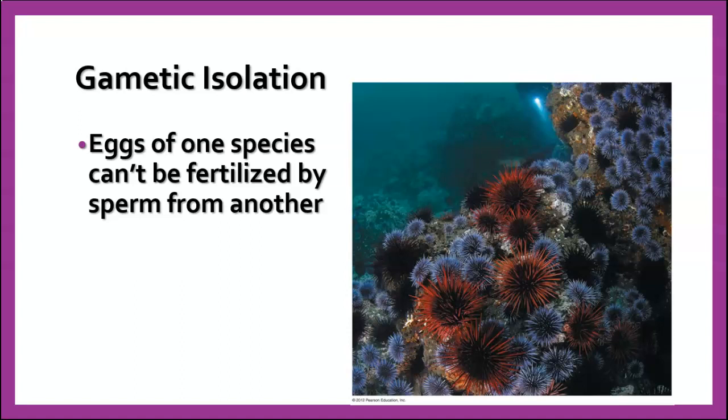Since these are maybe competing species, it would not be a good thing for the blue sea anemones if the red ones were able to, or sea urchins, rather than sea anemones. I'm sorry, I said the wrong thing. If the blue sea urchins were able to be fertilized by the red sea urchins, then that might do away with the blue population, since they're a little bit smaller. And so these gametes are arranged so that they are incompatible with the sperm of another species, and only members of their same species can fertilize them, and so that would isolate them from each other as well.